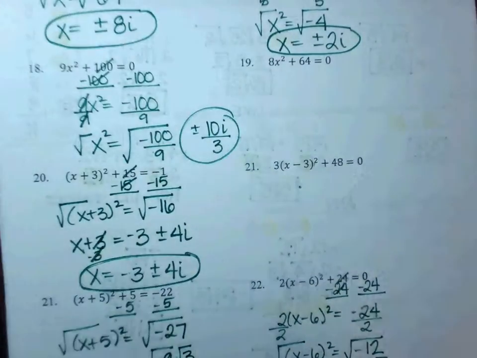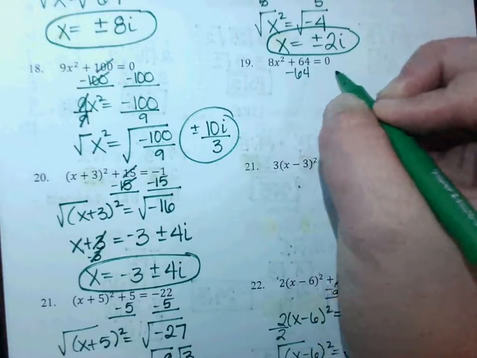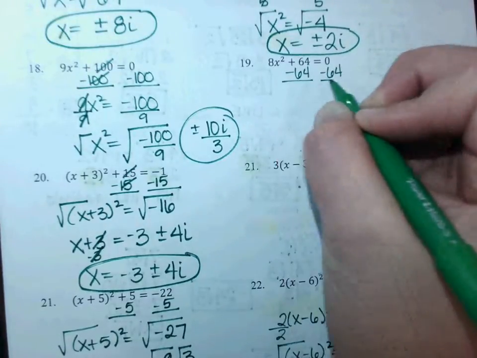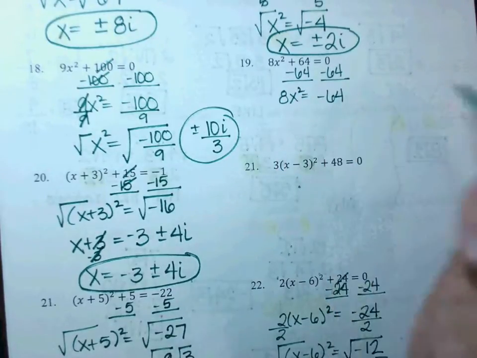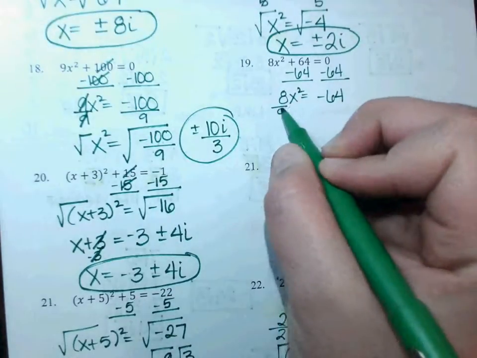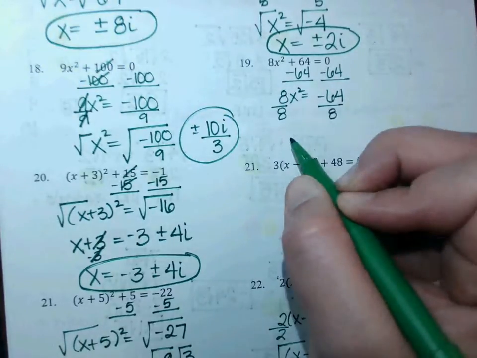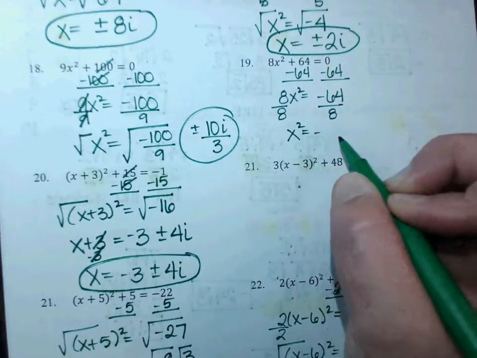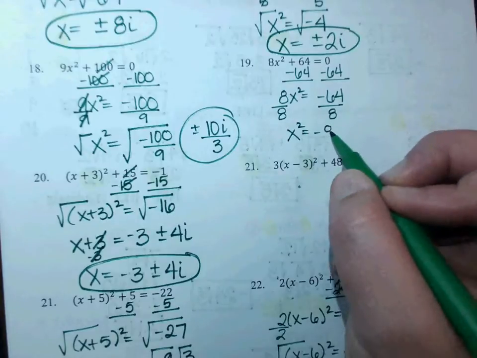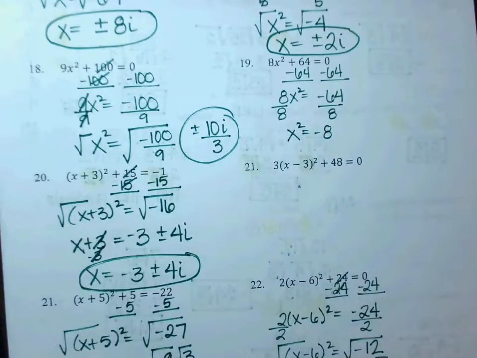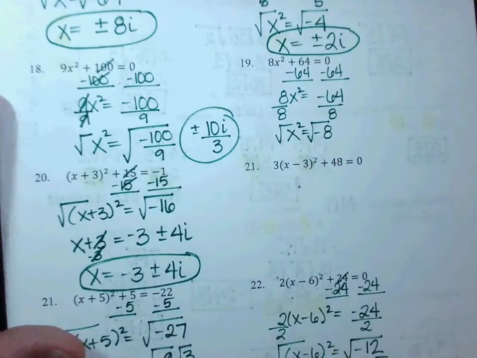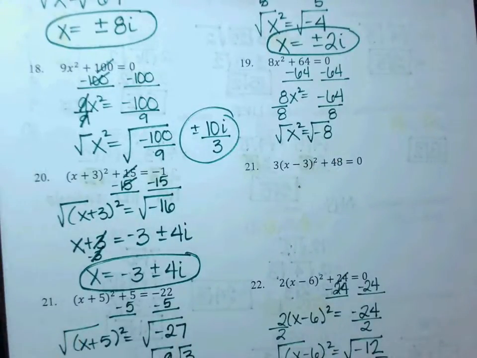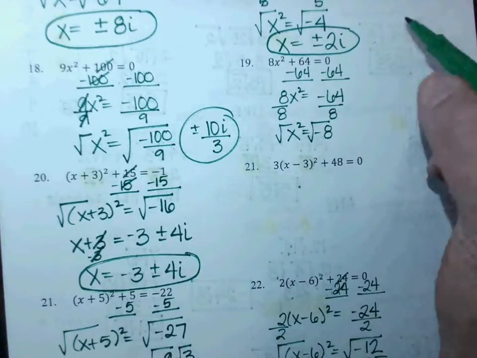Minus 64. So I'd have 8x squared equals negative 64. What would I do next? Divide by 8. So I have x squared is negative 64 divided by 8, which is negative 8, right? Then from there, what would I need to do? Square root. And when I get to the square root of negative 8, since it's not perfect, I would just have to break it up.